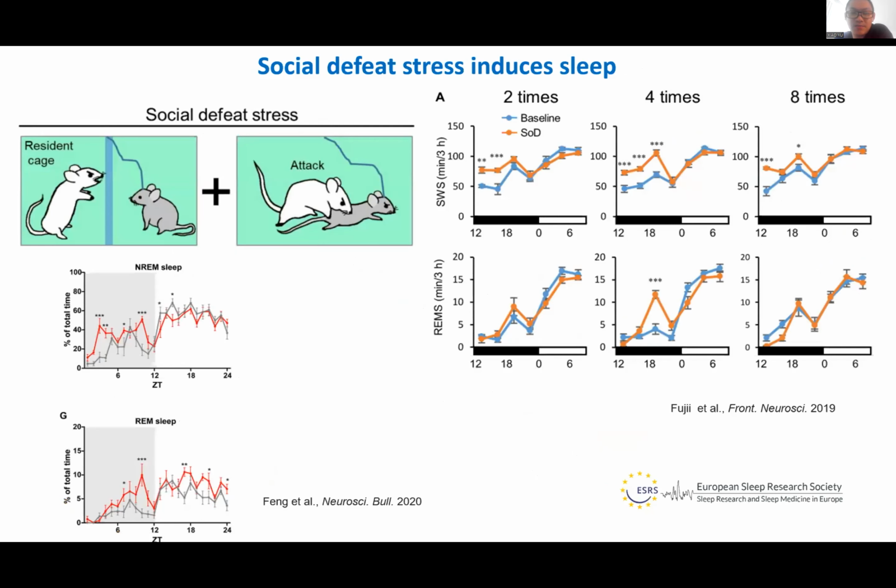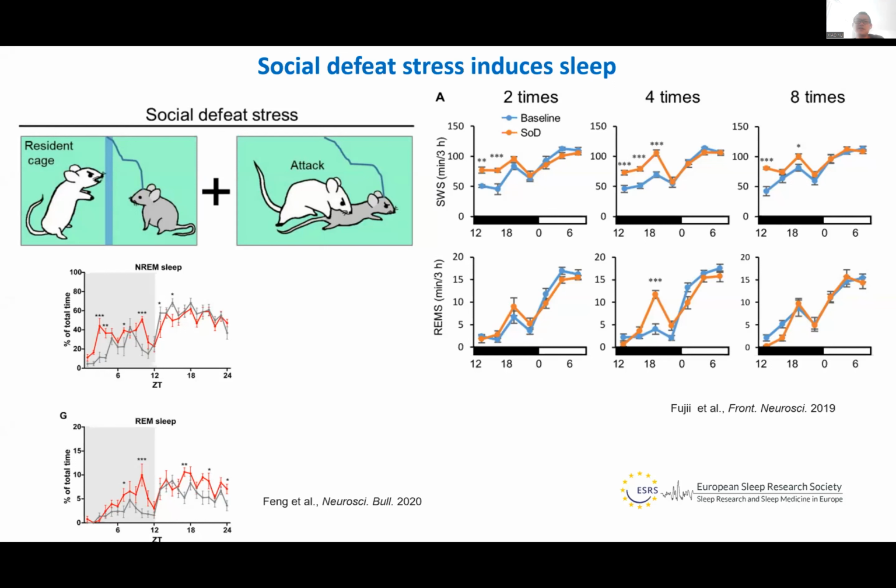So most stressors promote insomnia, and this is people's common perception. Yet some psychosocial stressors such as social defeat stress can induce sleep. Some studies discovered that social defeat stress in mice and rats is the most reliable form of stress that induces non-REM sleep continuously for about 5 to 6 hours. But REM sleep differs between different stress protocols. However, the neurobiological mechanism of how social stress induces sleep is still unclear.